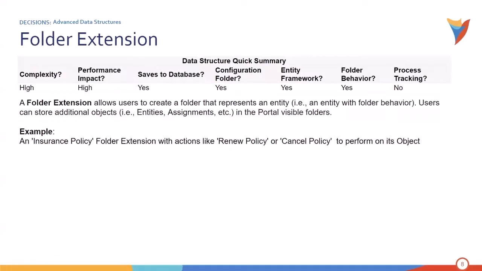Next is a folder extension. A folder extension allows users to create a folder that represents an entity. That is an entity with folder behavior. Users can store additional objects in the portal visible folders. So a folder extension will provide the look and feel of an entity. So it lives in the portal, CRUD steps are created, there is additional out-of-the-box tracking, and it exists as a folder in Decisions.